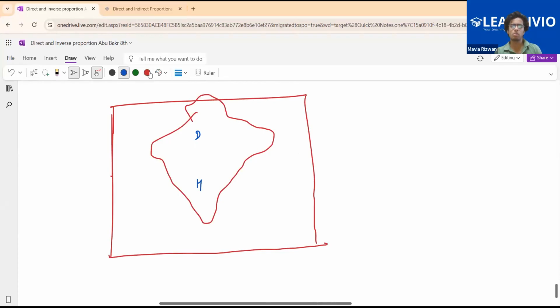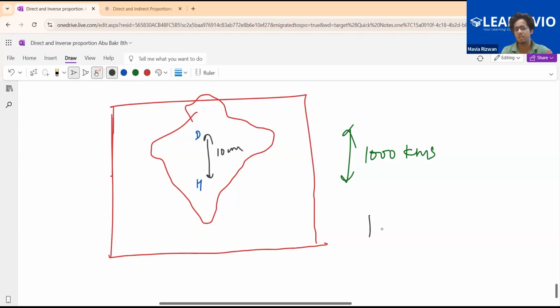Now, let's say that the distance between Delhi to Hyderabad is 1,000 kilometers. It is 1,000 kilometers, but we can't draw a map 1,000 kilometers big. So what we do is draw a map keeping, let's say, a distance of 10 centimeters on this. Now what does this 10 centimeters mean? Here 1 centimeter means 100 kilometers. So a distance of 10 centimeters would mean 1,000 kilometers.